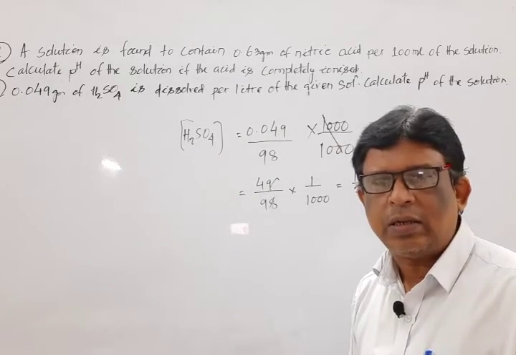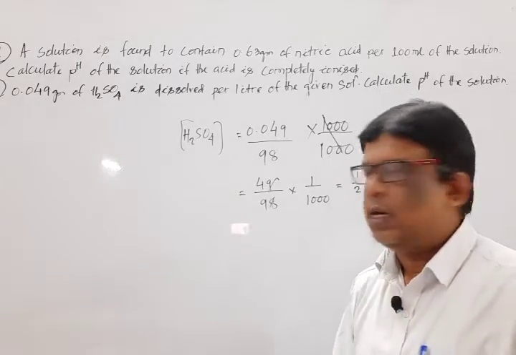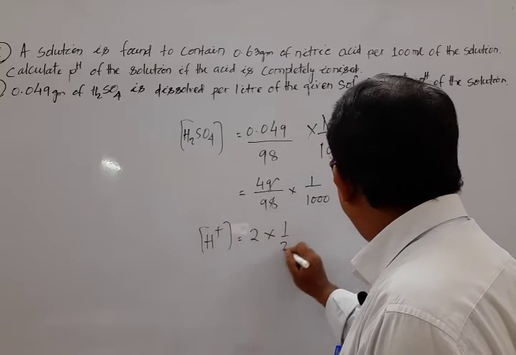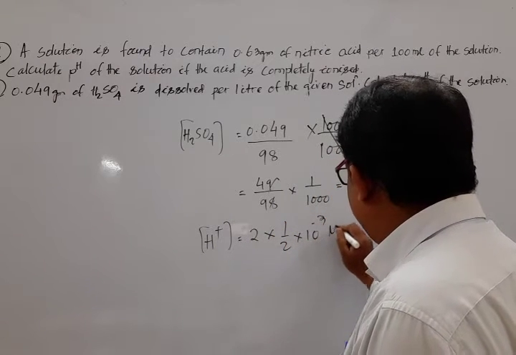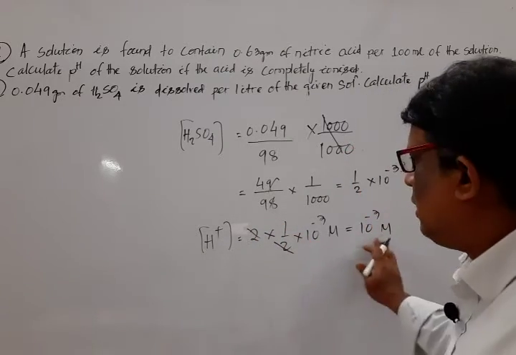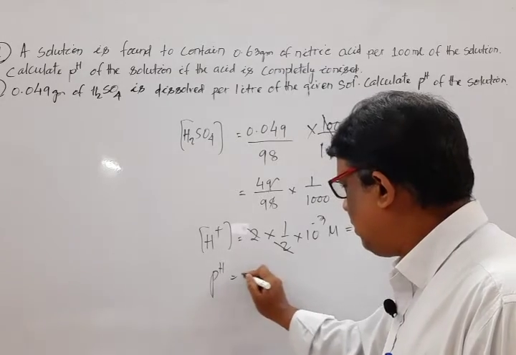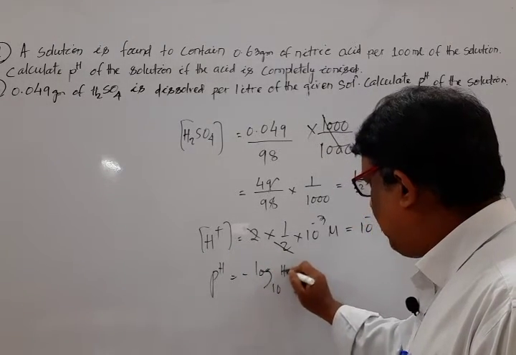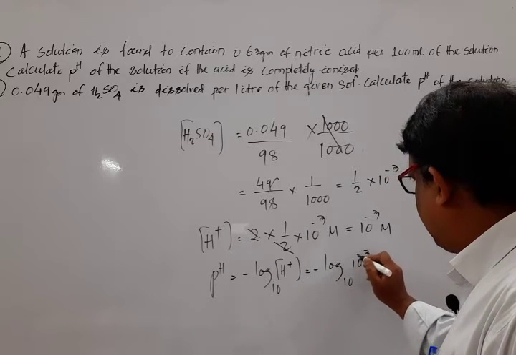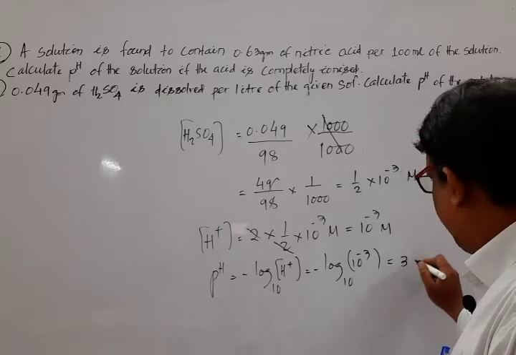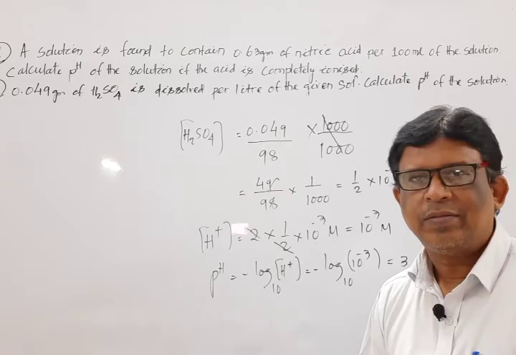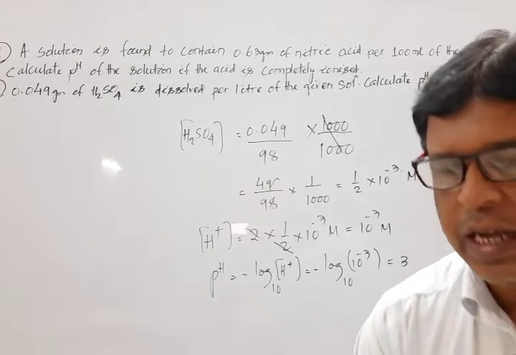Again it is the concentration of acid, and as it is sulfuric acid, it gives the H plus ion concentration. As it is a dibasic acid, the total H plus ion concentration is equal to 2 into 1 by 2 into 10 to the power minus 3 M, which is equal to 10 to the power minus 3 M. Cancel out. So as this is the H plus ion concentration, pH is equal to minus logarithm of H plus ion concentration, that is minus logarithm of 10 to the power minus 3, which is equal to 3. pH of the solution is equal to 3. Okay, good. Move to the last one.